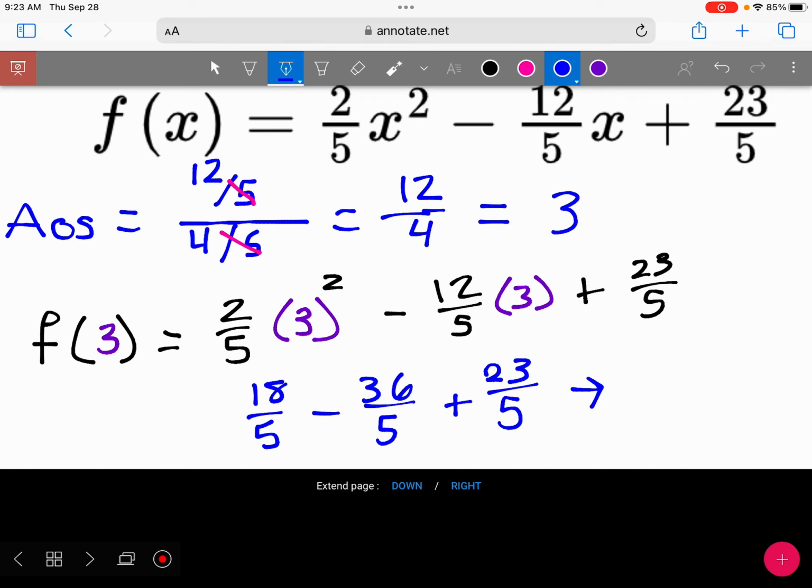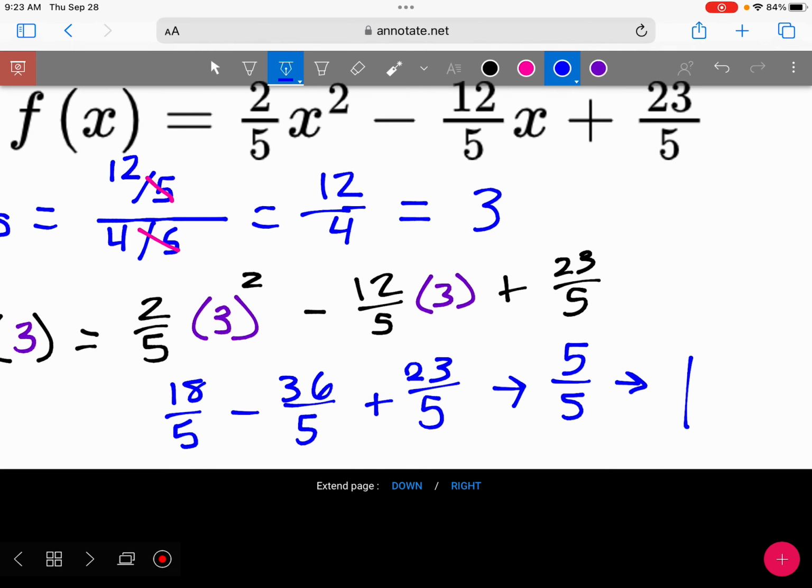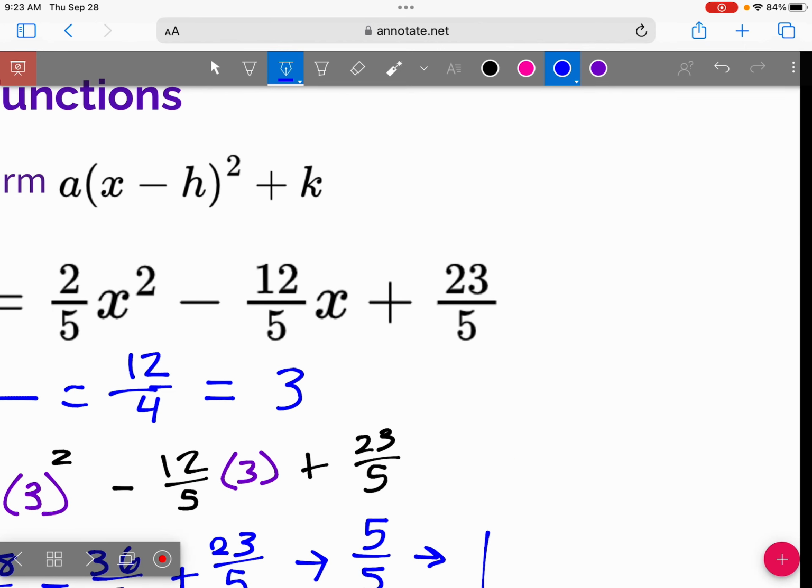The 18 and the 23 will give us 41, minus 36, 5/5 or 1. So it was fractiony, but everything came out to whole numbers. Yay! So our vertex point is 3, 1.